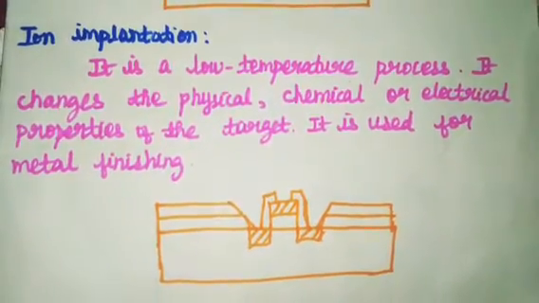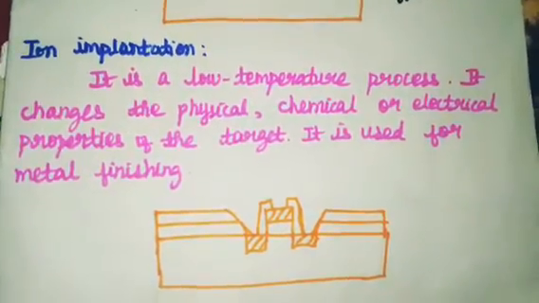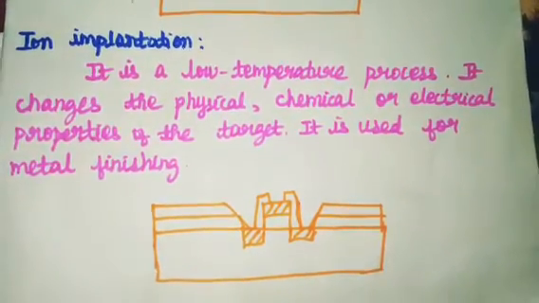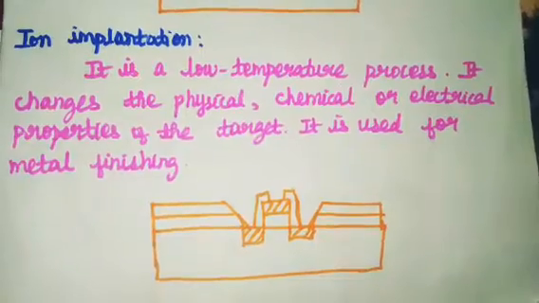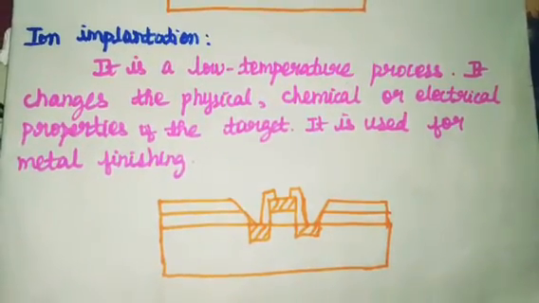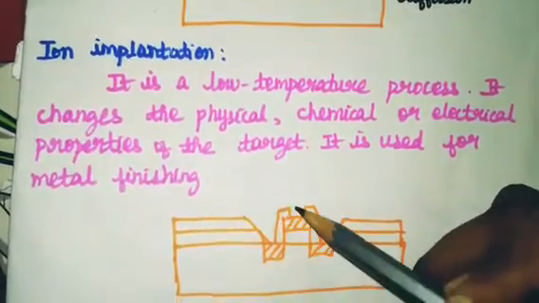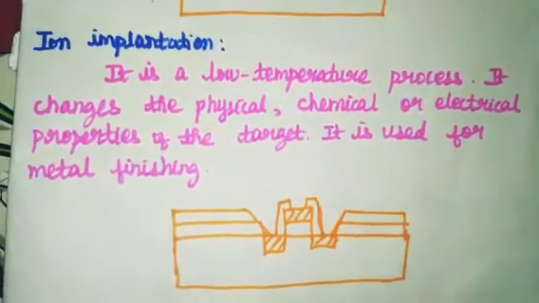The next one is ion implantation. It is a low temperature process. It changes the physical, chemical or electrical properties of the target. It is used for metal finishing. It is also used in material science research. Here, cuts and holes are made for contact.